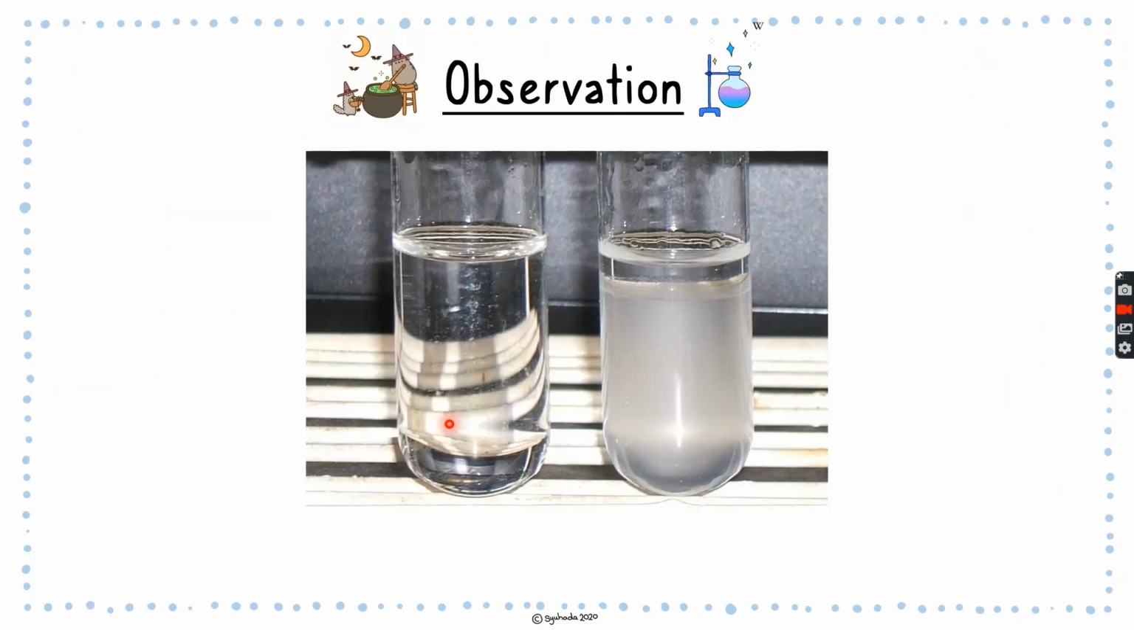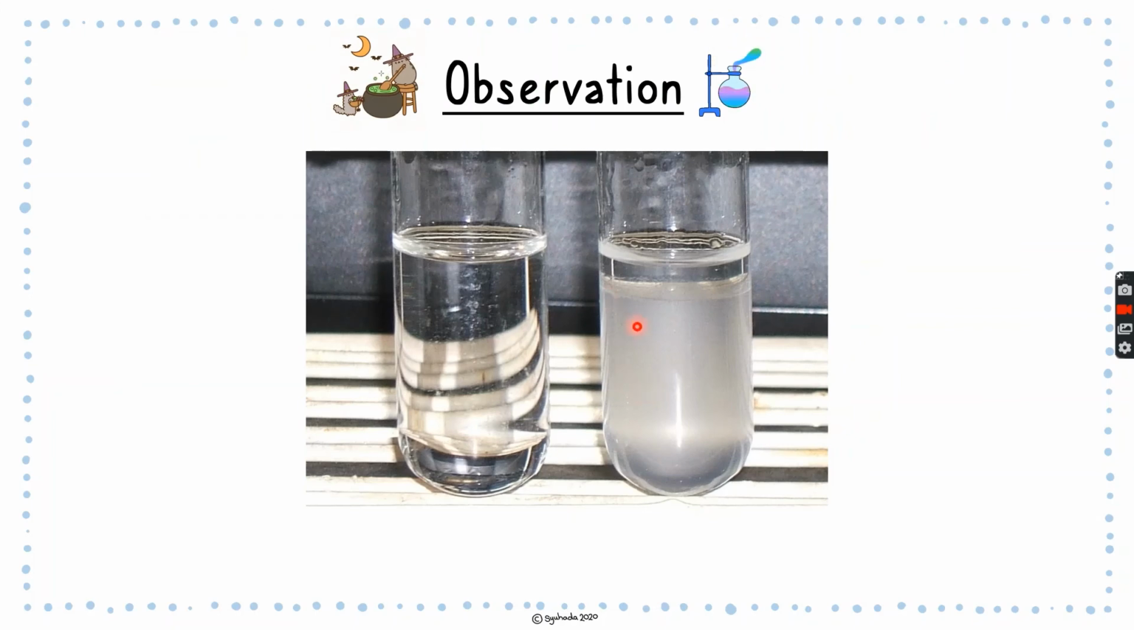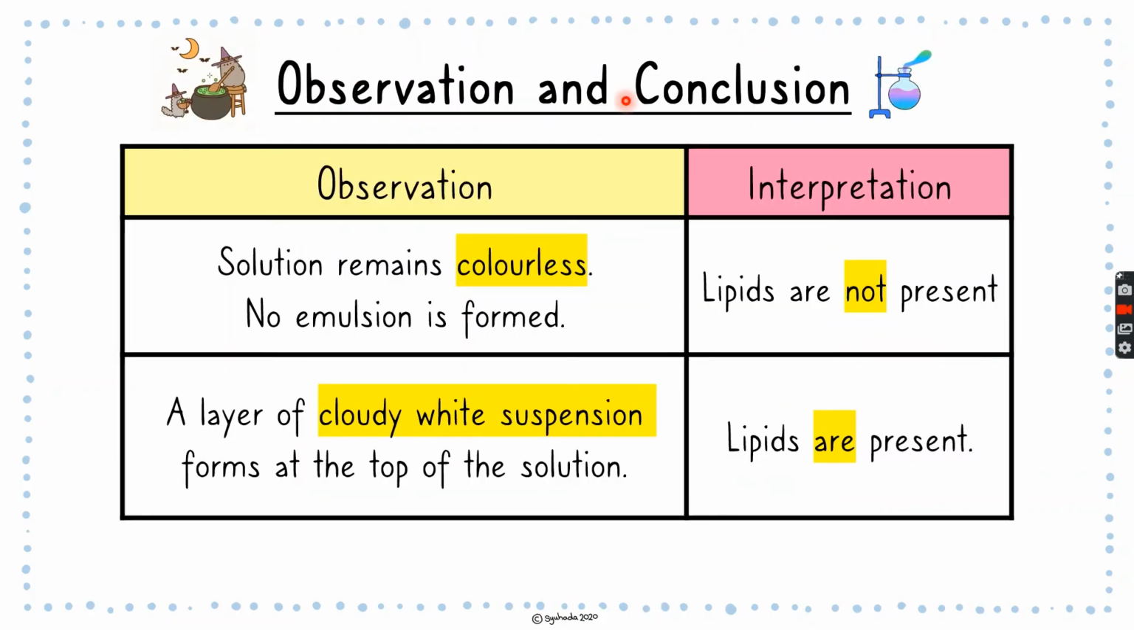If it is clear, that means fat is not present. But if it is like this cloudy precipitation being seen, like a layer of cloudiness, then that means that fat is present. Fat is actually very hydrophobic, so it does not mix well with water. You see this word lipid right here. Lipids mean fat, actually. This is the scientific term for fat.